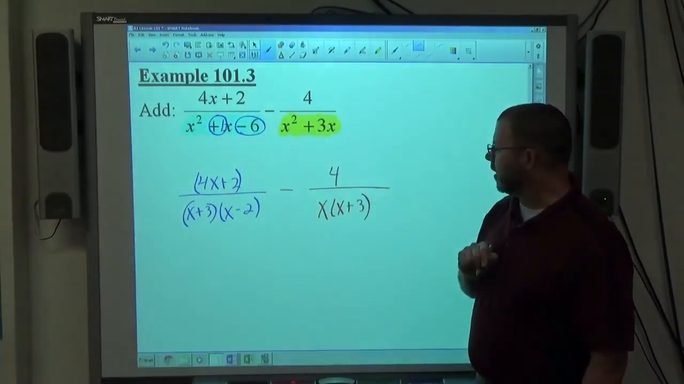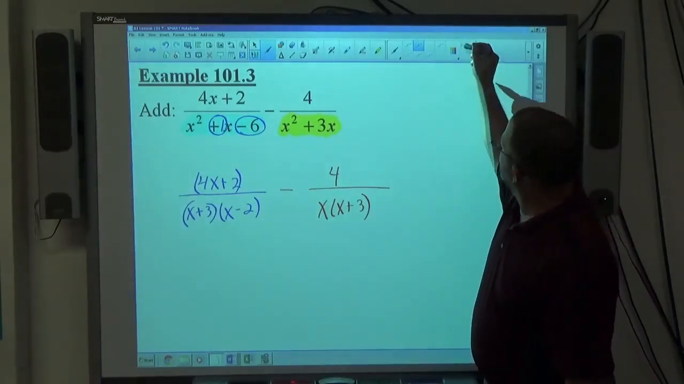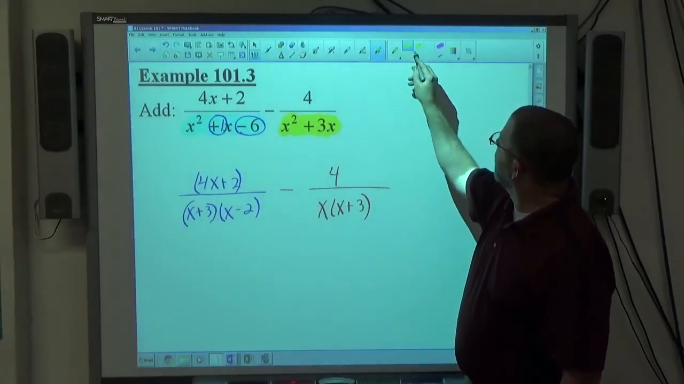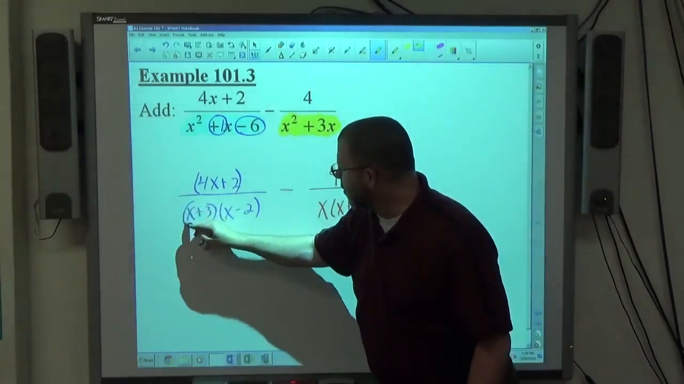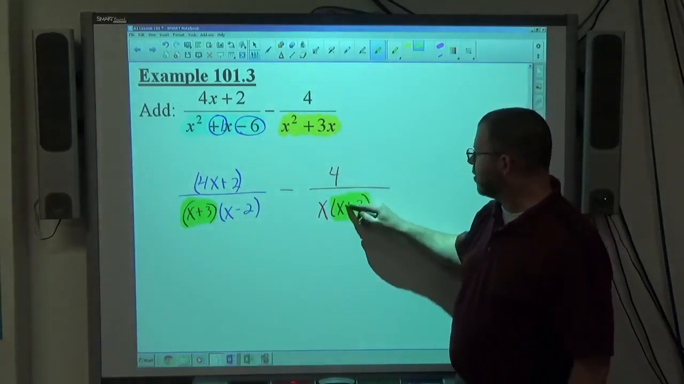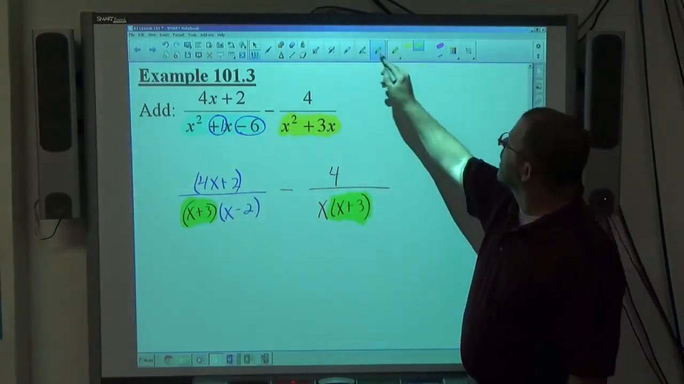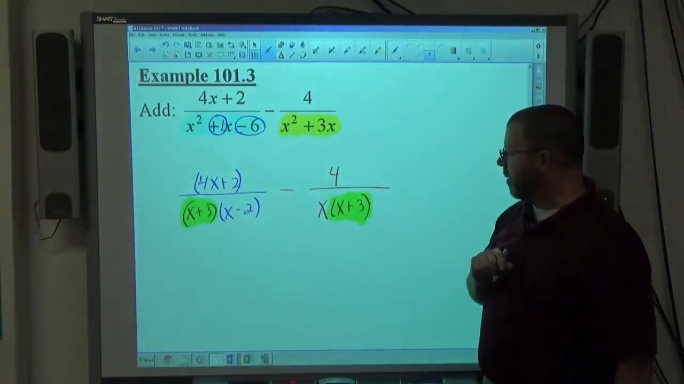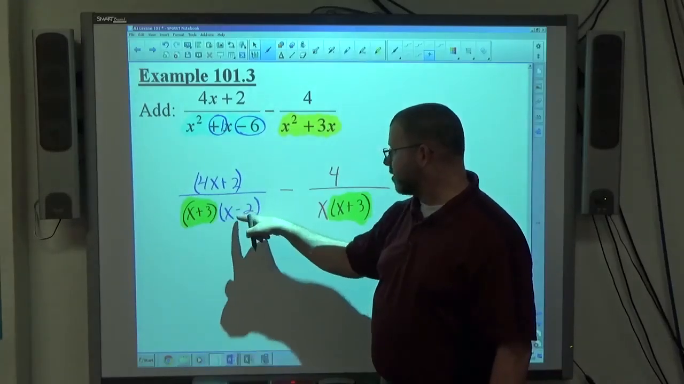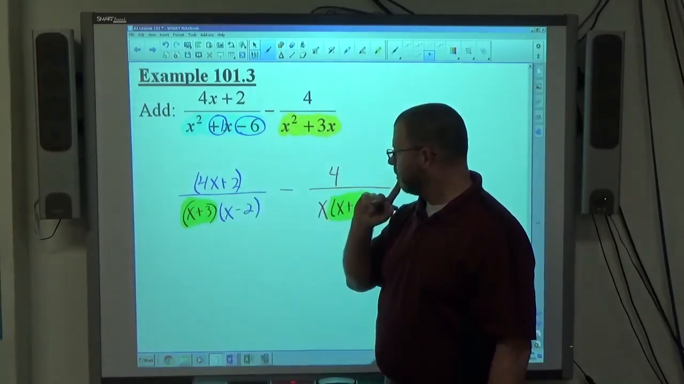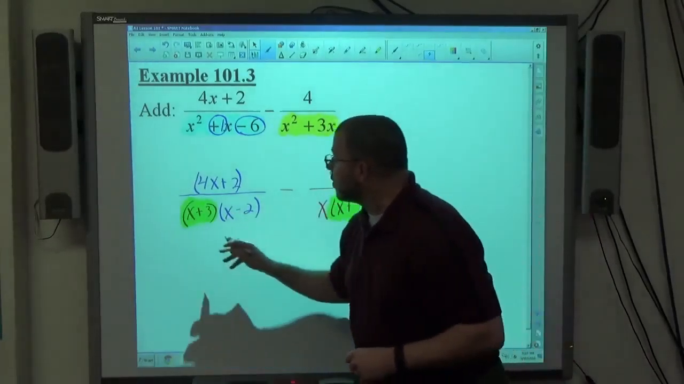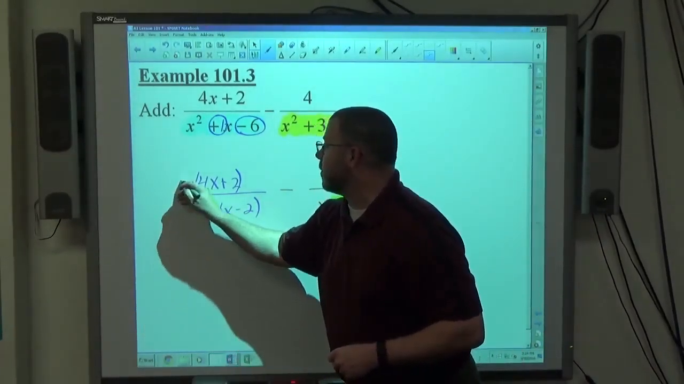4 is on top currently. Okay, so looking at the two objects that we have, what's in common already is x plus 3. Both of these factored forms have an x plus 3 in it. Alright, so what's missing from the first one is what? X minus 2. What's missing from this one? X. This has an x, that doesn't, so x is missing, right? So I need an x on this one. If I put an x on the bottom, I'm going to put an x on top.